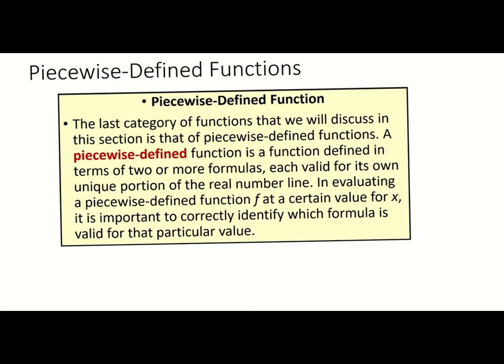All right, the last type of function that we're going to talk about is a piecewise function. A piecewise function, think of it like a piecewise quilt. It's made up of all different types of material or shapes or sizes. A piecewise function is defined by 2 or more formulas, and each formula is valid for its own unique portion of the number line, so it has conditions where it works and where it doesn't. You have to make sure when you're evaluating your piecewise function that you're using the correct values to substitute in for x.